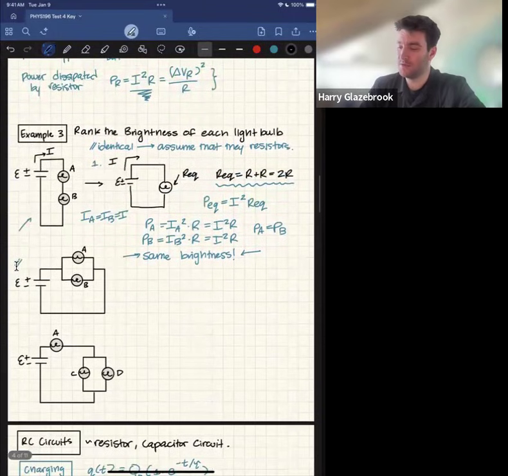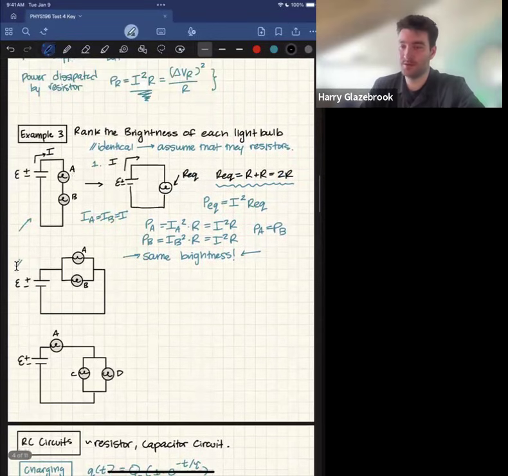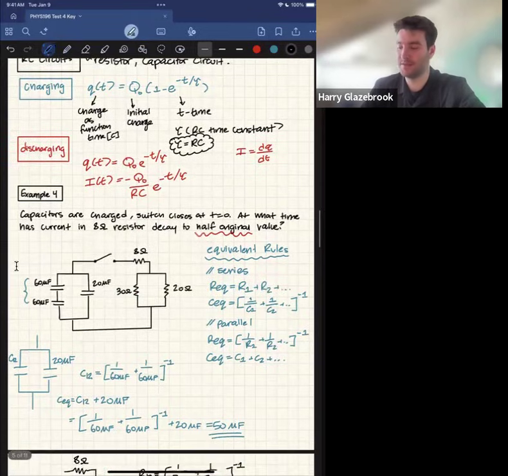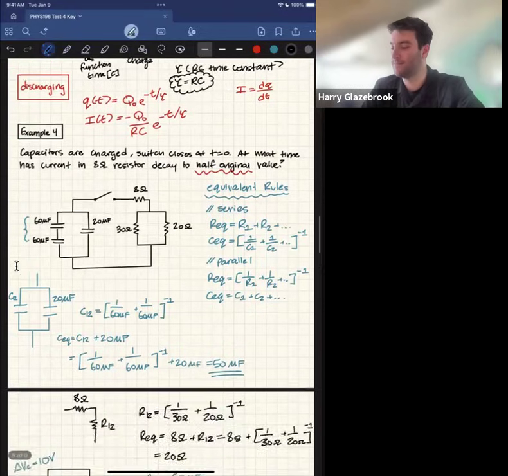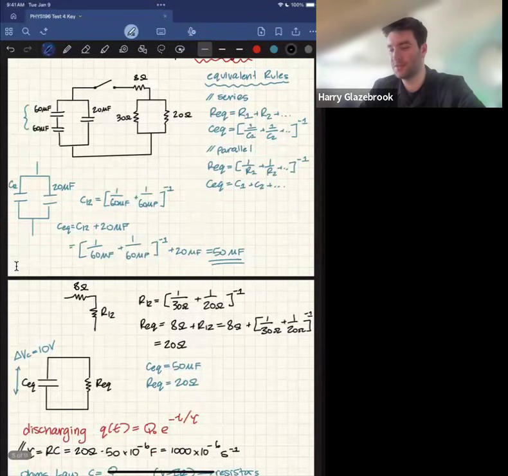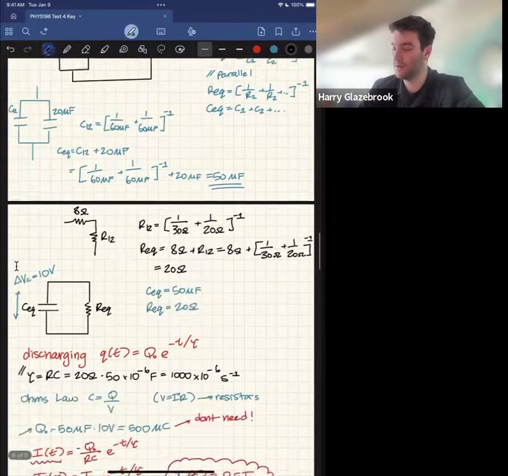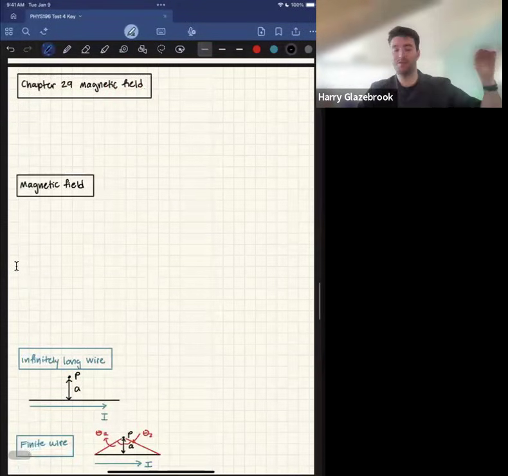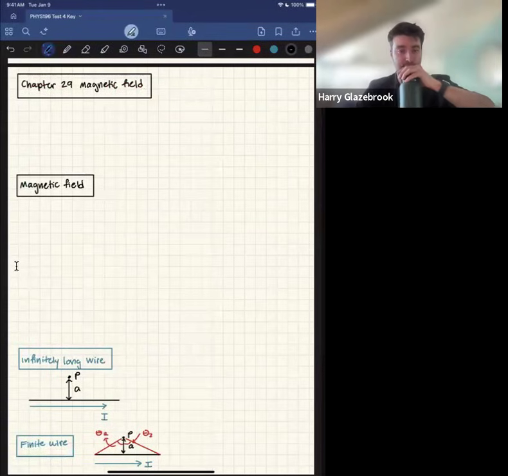I'm going to finish this in the notes, but make sure you're good with ranking the brightness of light bulbs. And then these RC problems aren't tough. It's going to be something like this where you have a capacitor discharging and they ask for the time. The biggest pitfall I'd say is if you have something complicated like this, make sure for your tau that you're using your equivalent resistance and equivalent capacitance. So you're going to use the entire circuit, and you have to use your equivalency rules. That's basically it. If no one has any questions, I'll just move to chapter 29. So let me know.